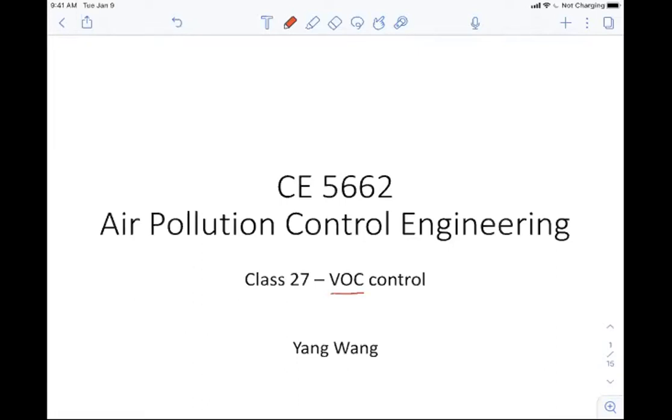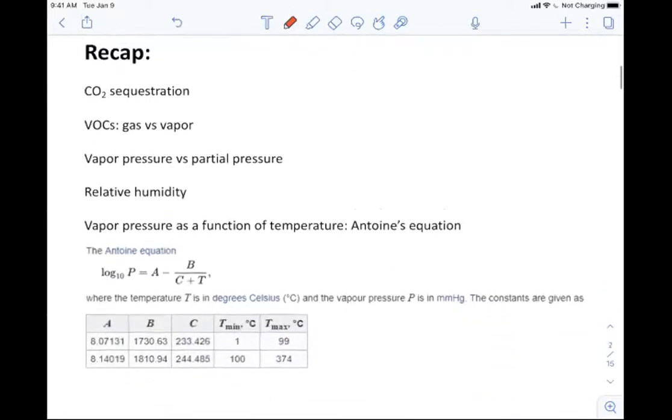So if we do a quick recap of our last class. Last class, we mainly worked on the carbon dioxide sequestration and a little bit of properties about the VOC, right? We said that the carbon dioxide sequestration is a very important part in the process of controlling carbon dioxide. It's one thing to capture the carbon dioxide, but it's another thing to store it, to basically put it into the ground or the ocean, right? And there can be quite a lot of challenges to do that.